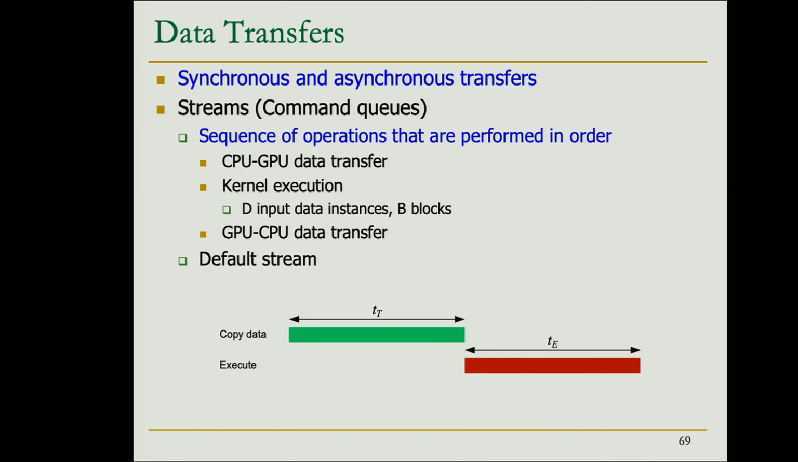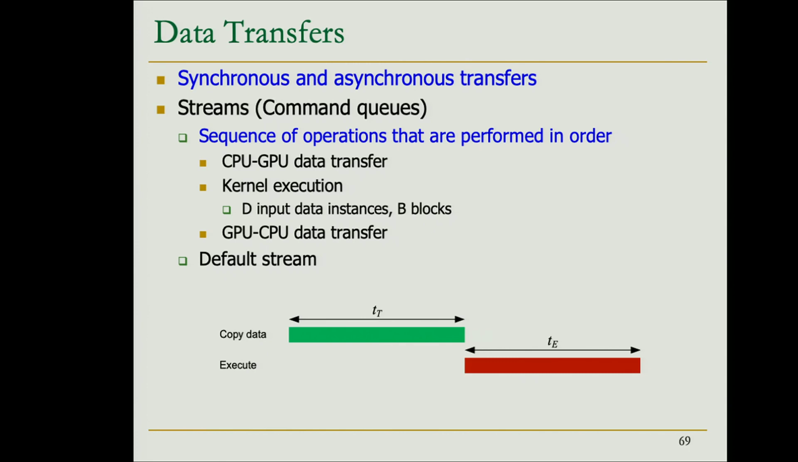These two operations belong to the same stream because they are performed in order, right? I cannot start the execution of the kernel until I have finished copying the data from the CPU memory to the GPU memory. So if this is matrix multiplication, first thing to do is to transfer both matrices from the CPU to the GPU memory, and then I can start the execution. So these two operations represent a single stream, the default stream.